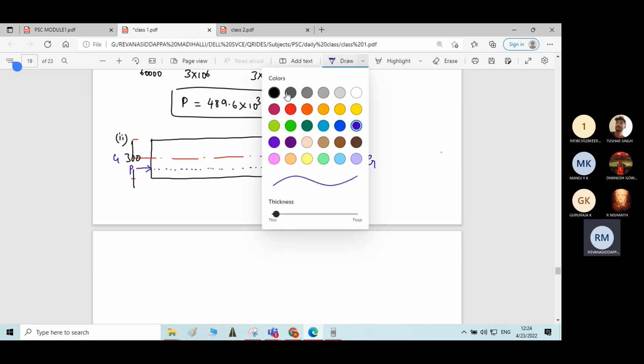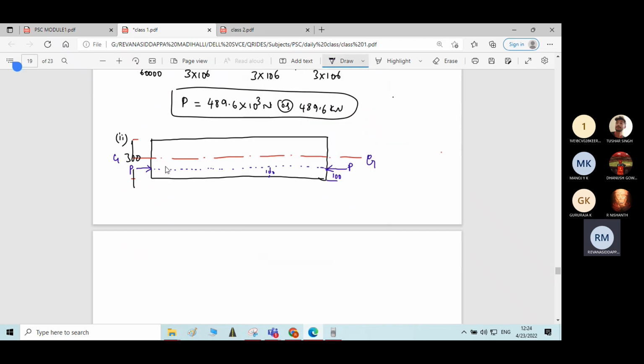Now you can find the eccentricity of the prestressing force. What is the eccentricity? The distance of the centroid of the rectangle from the bottom is total depth divided by 2, that is 150. The distance between the centroidal axis and the line of action of the prestressing force is called eccentricity. 150 minus 100, you will get eccentricity as 50 mm.